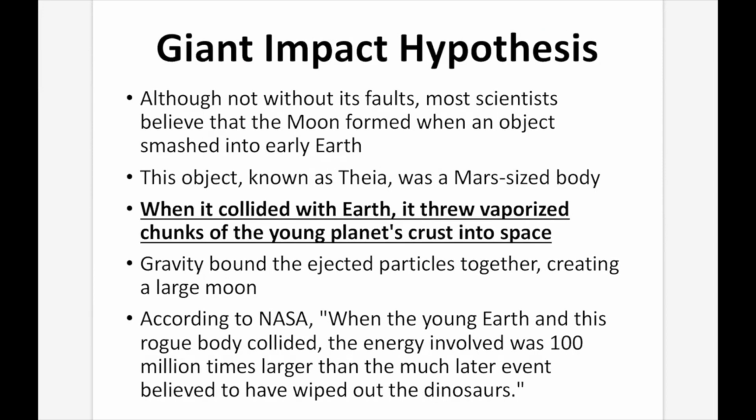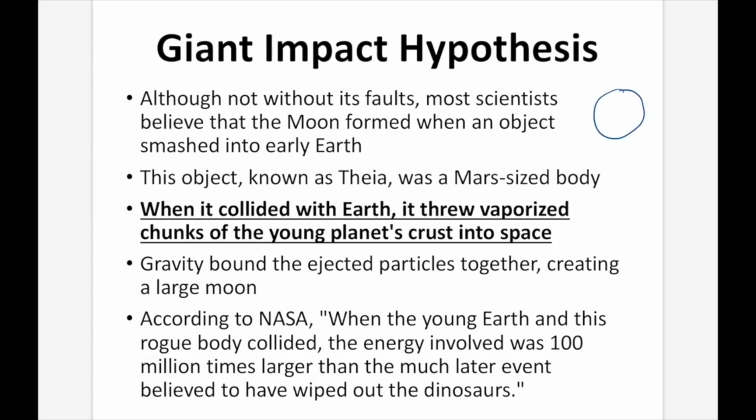Giant impact hypothesis. Although not without its faults, most scientists believe that the moon was formed when an object smashed into early Earth. This object, known as Theia, was a Mars-sized body. The theory states that when it collided with Earth, it threw vaporized chunks of the planet's crust into space. Gravity bound the ejected particles together, creating a large moon.